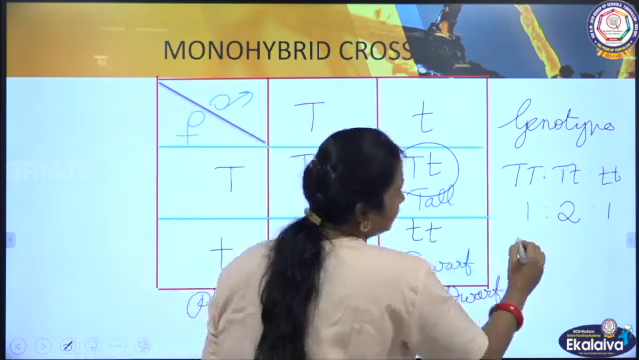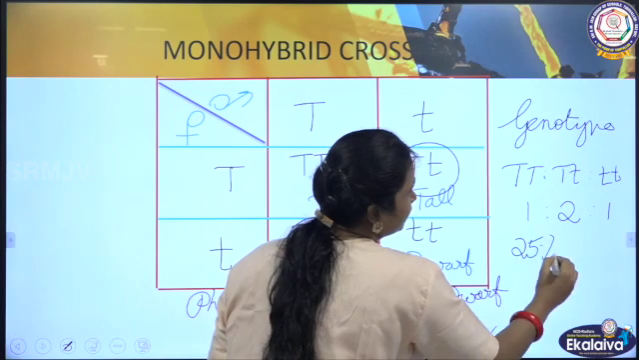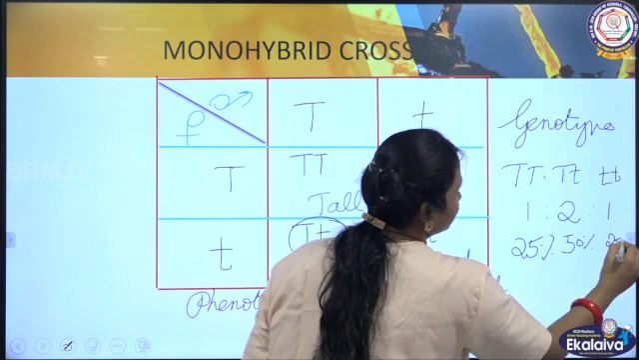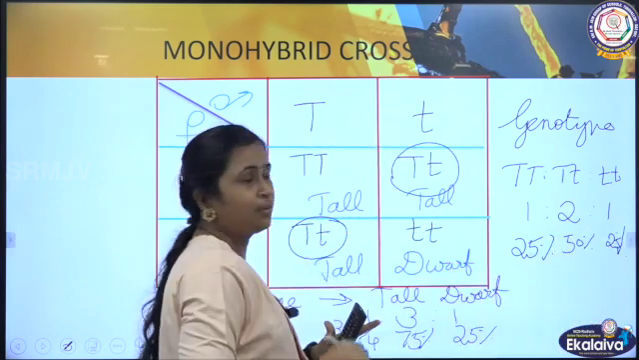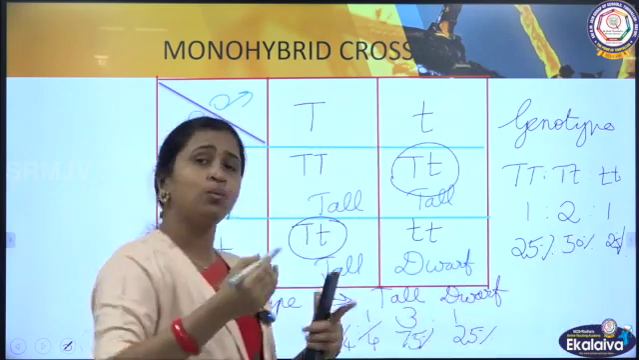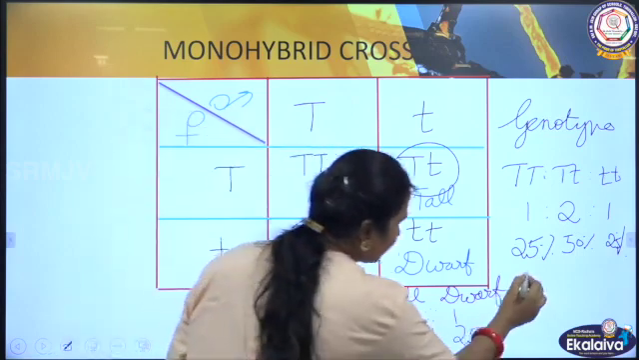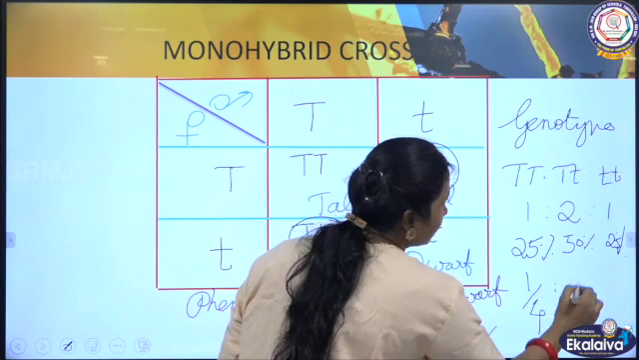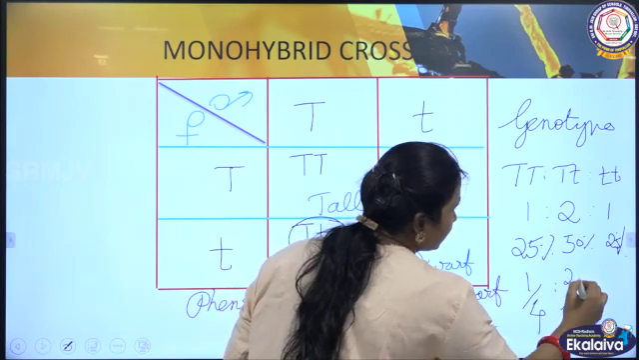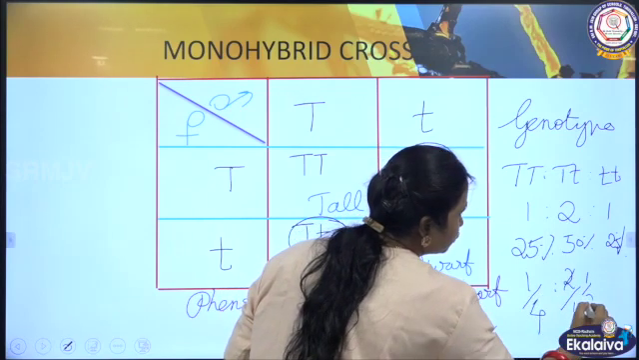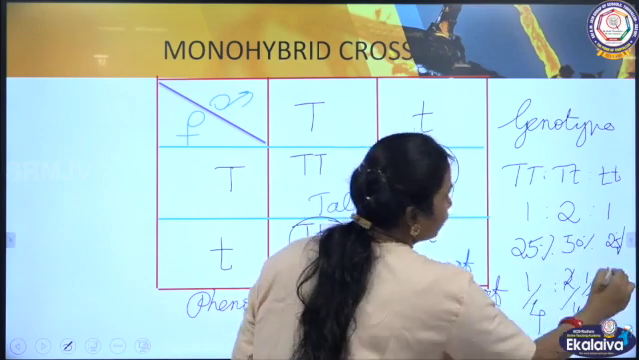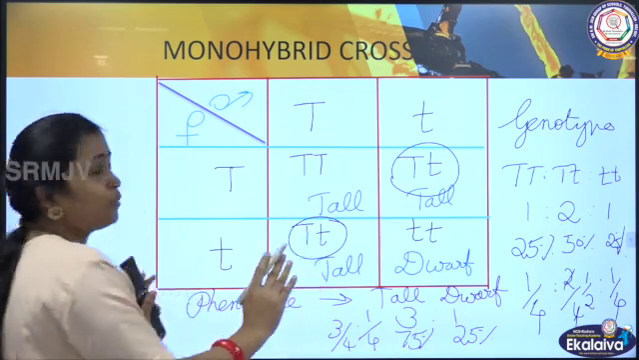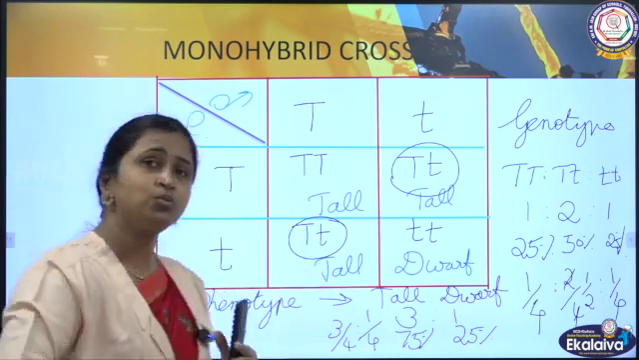Now let us see the percentage. This is 25%, this is 50%, and this is 25%. And if you want the fraction, 1/4, 2/4, let me write 1/4, that is 1 out of 4, and 2 out of 4, you can write like this 1/2, and 1/4, 1 out of 4. Okay, so now we know the phenotype and genotype. Let us move to the next cross.